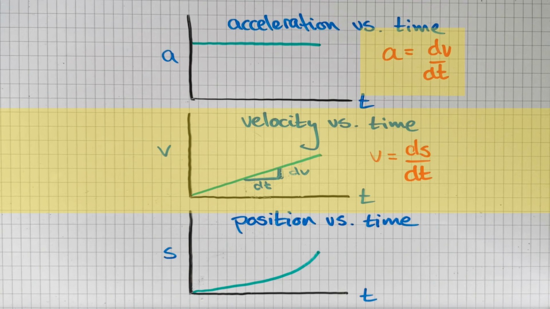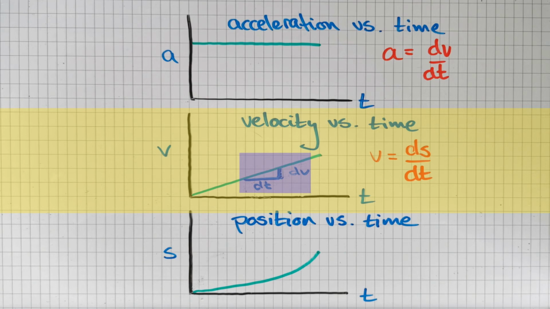So I've indicated here on the v-t plot dv in the y direction and dt in the x direction. And that gradient stays the same along the v-t plot because acceleration is constant. Note that if acceleration is not constant, then the v-t graph will not be a straight line.